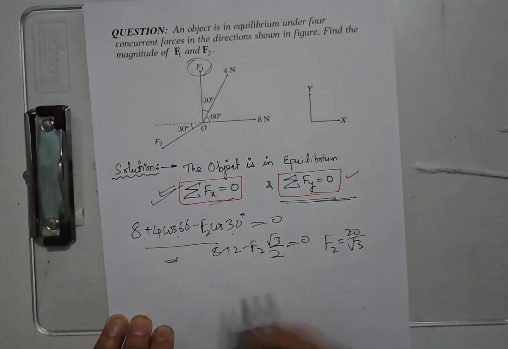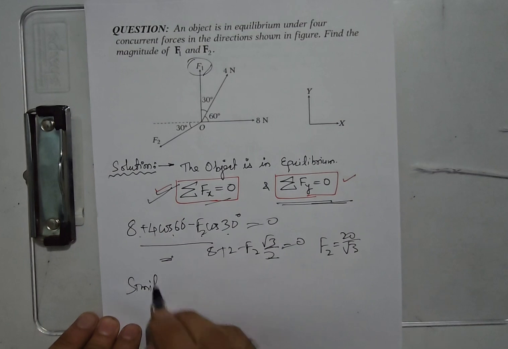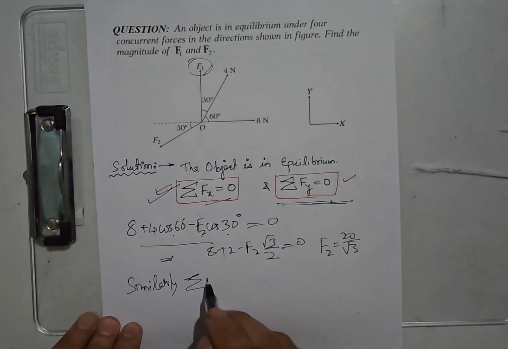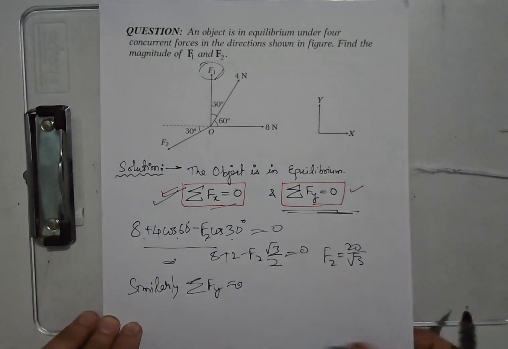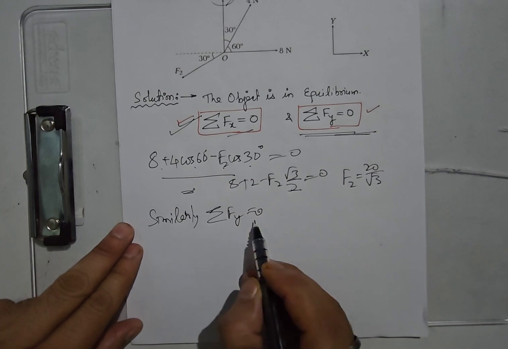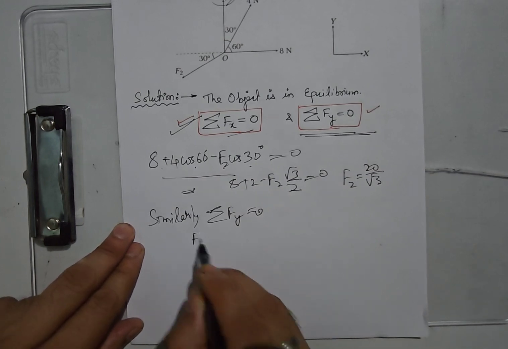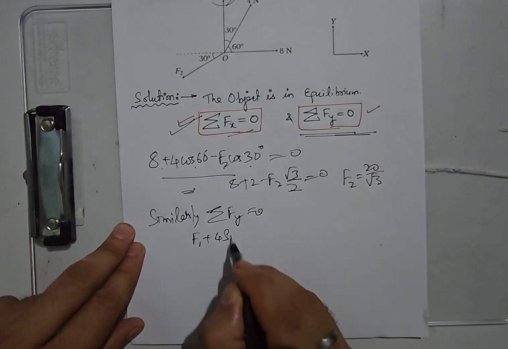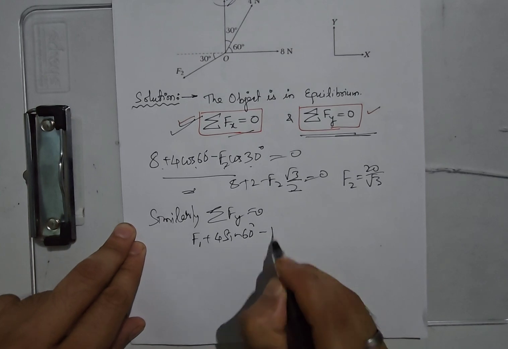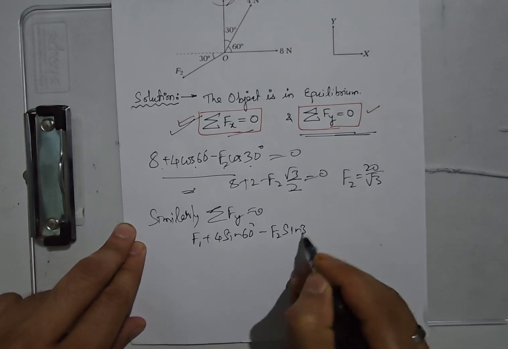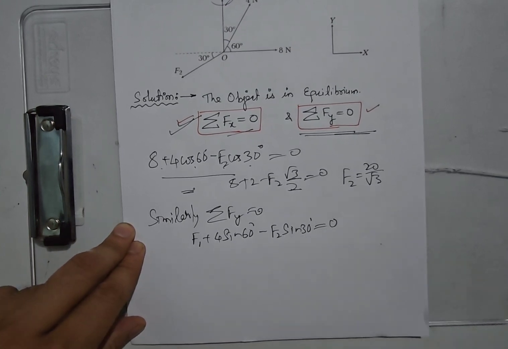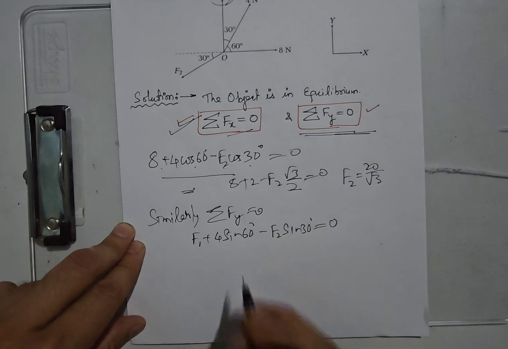Okay, similarly you can say, similarly delta f y is equal to 0. What this delta f y is equal to 0 gives me, see this one, f1 plus 4 into sine 60 degree minus f2 into sine of 30 degree. Okay, this is equal to 0. Okay, so this would be giving me the value like this.